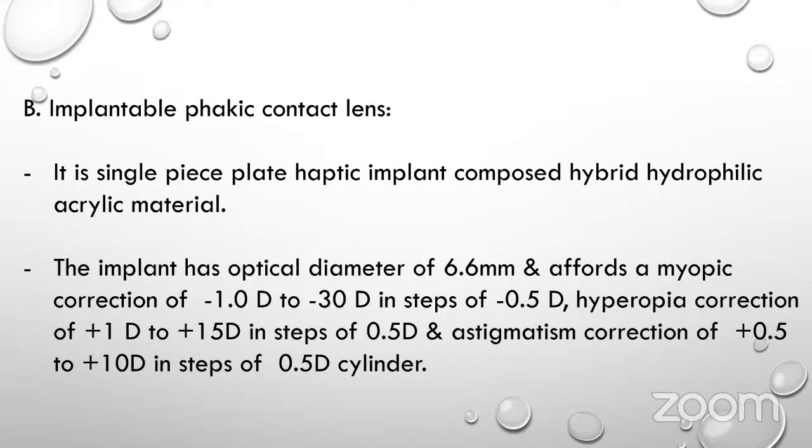Implantable Phakic contact lens. It is a single-piece plate haptic implant composed of hybrid hydrophilic acrylic material. The implant has an optical diameter of 6.6 mm and affords a myopic correction of -1 diopter to -30 diopter in steps of -0.5 diopter, hyperopia correction of +1 diopter to +15 diopter in steps of +0.5 diopter, and astigmatism correction of +0.5 to 10 diopter in steps of 0.5.